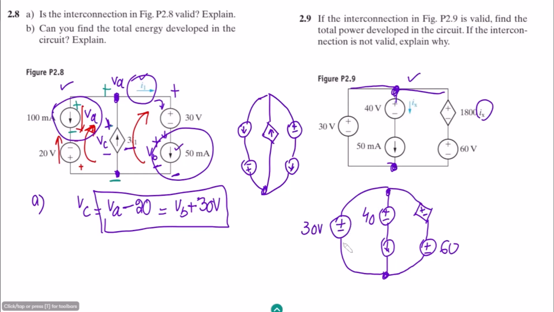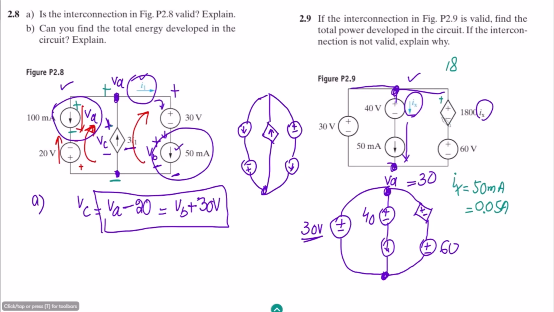The voltage must remain the same between all of them, because if this is VA, then VA is 30 volts, because across these two nodes the voltage is 30 volts. Similarly here, we see that this is 1800 Ix, and what is the value of Ix? As it is flowing through this branch, the value of Ix is 50 milliamps, or 0.05 amps.